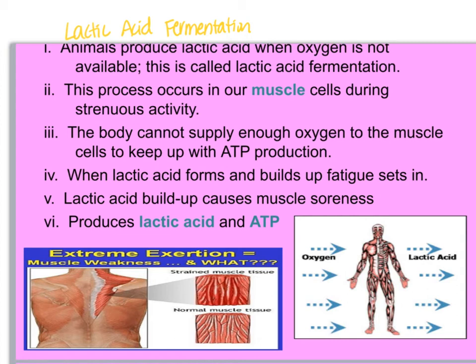So what happens is you do produce energy, you produce ATP, but you also produce lactic acid. And that lactic acid builds up, and it builds up and sets into your muscles, and that causes that muscle soreness and that fatigue, that weakness that you feel. So the products are going to be lactic acid and ATP for that. One other thing with lactic acid fermentation. Sometimes it doesn't just happen in muscle cells. It can happen in some unicellular organisms, like possibly bacteria.